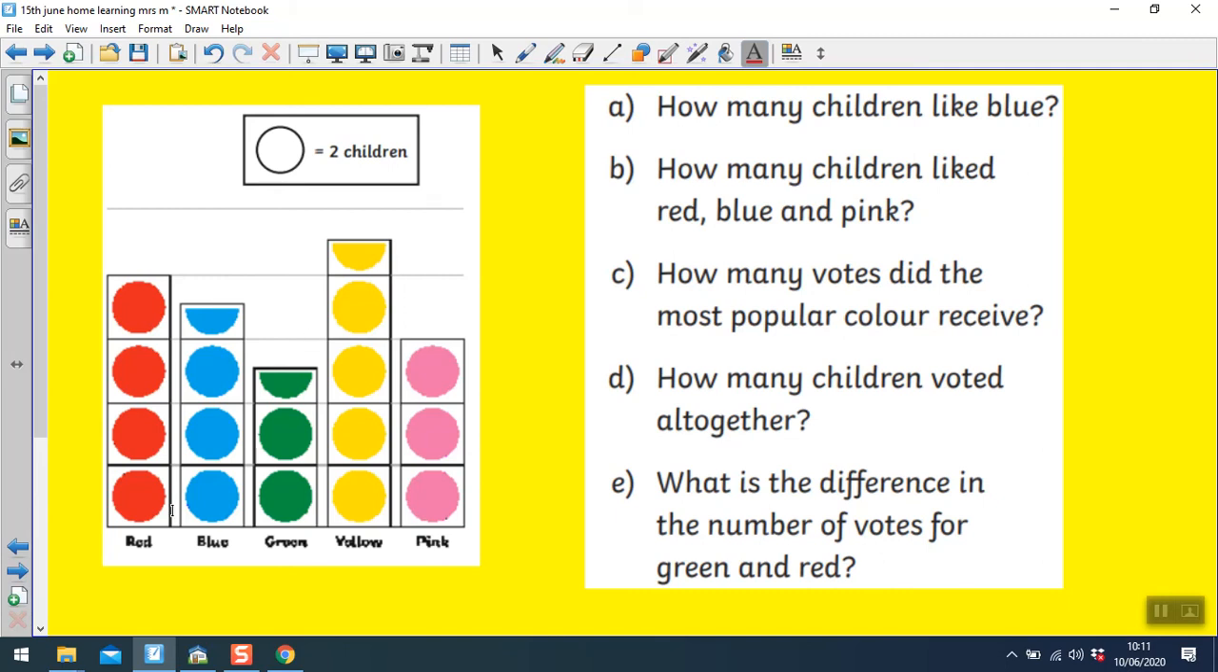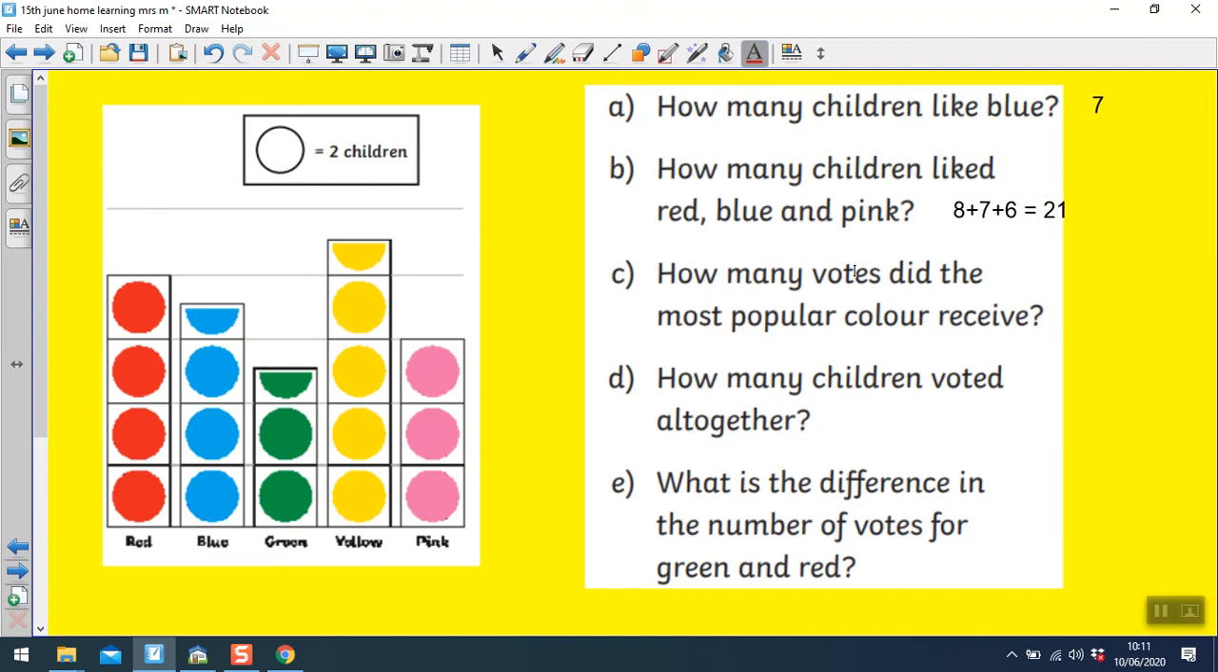So how many children like blue? We've got 2, 4, 6, plus 1. The answer is 7. How many children liked red, blue and pink? So red we've got 2, 4, 6, 8. Blue we've got 2, 4, 6, add 1 is 7. And pink we've got 2, 4, 6. So 8 add 7 is 15 plus 6 equals 21.